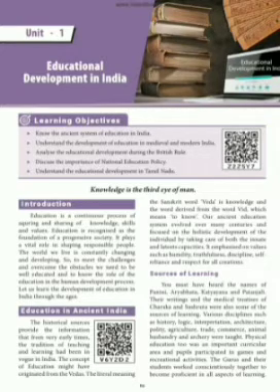Okay, first, learning objectives. What we are going to learn. First one, know the ancient system of education in India. Second, understand the development of education in medieval and modern India. Third one, analyze the educational development during the British rule. Fourth one, discuss the importance of national education policy. Fifth one, understand the educational development in Tamil Nadu. So these are the concepts we are going to discuss in depth.